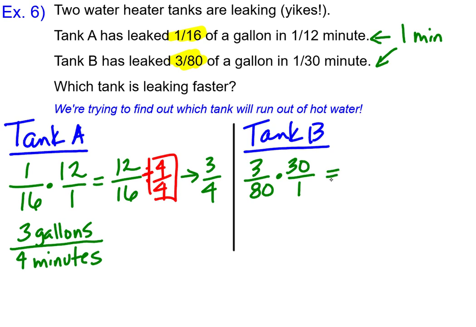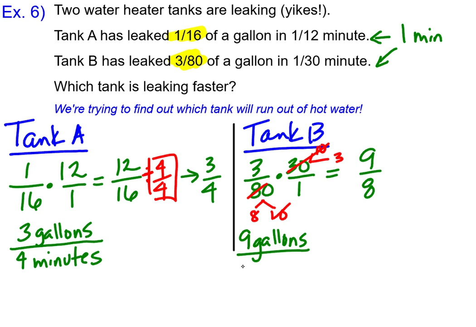Now, before I just multiply across and do some dividing on this one, I'm going to show you canceling. Remember, we talked about how to do that. So 80 would be 8 times 10, and 30 would be 3 times 10. So the 10s would cancel, right? I don't need the 10s anymore because they're gone, because we're dividing top and bottom by 10. Once I've done that, I can multiply straight across. So 3 times 3 is 9, and 8 times 1 is 8. So what we find out here is that this one is going to leak 9 gallons every 8 minutes.